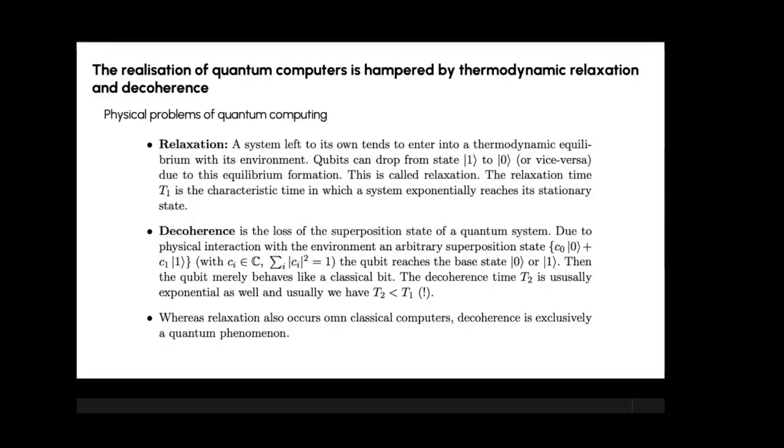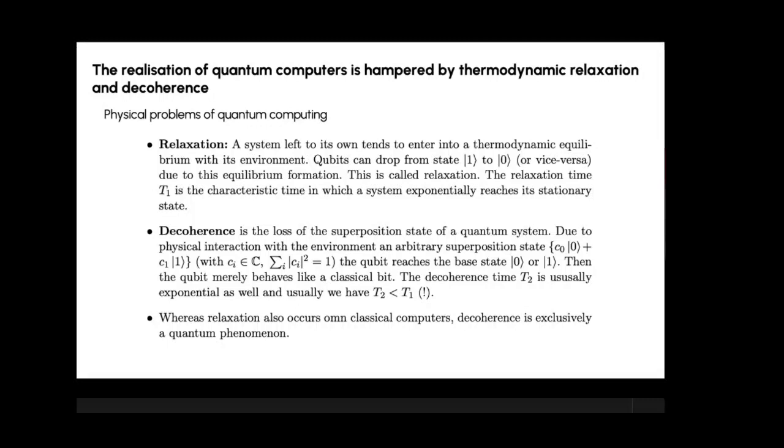The relaxation time T1 is the characteristic time in which a system exponentially reaches its stationary state. The human body takes a bit longer because as long as it has energy, it can fight the environmental difference, but when the energy is gone, it can't anymore. Decoherence is the loss of the superposition state of a quantum system. That's not a classical effect. Relaxation is a classical effect; there's relaxation everywhere. But decoherence is the loss of the superposition state of the quantum system.